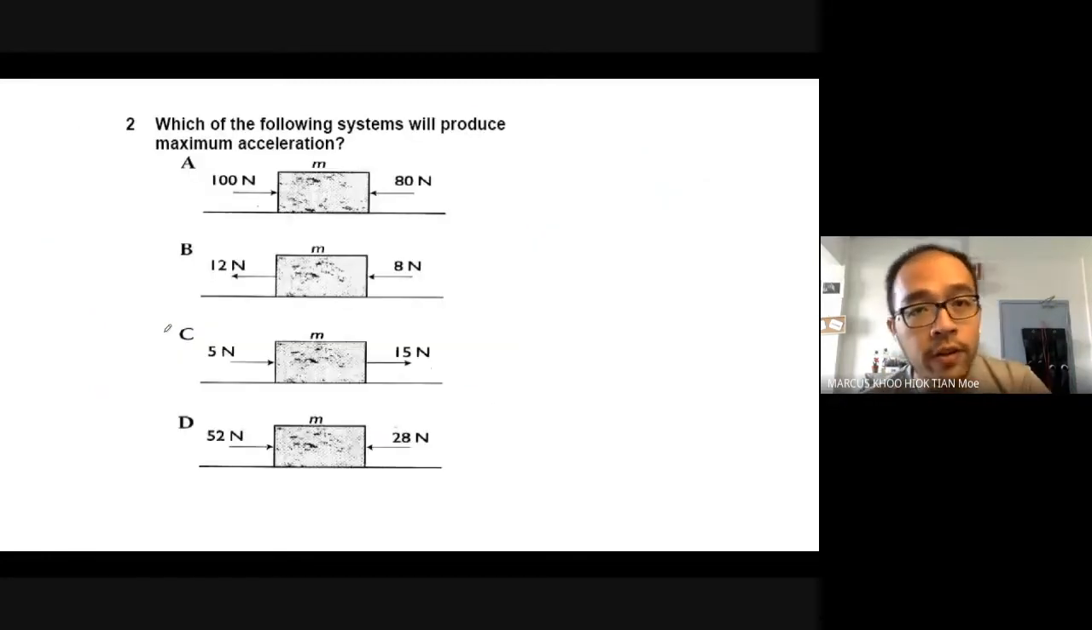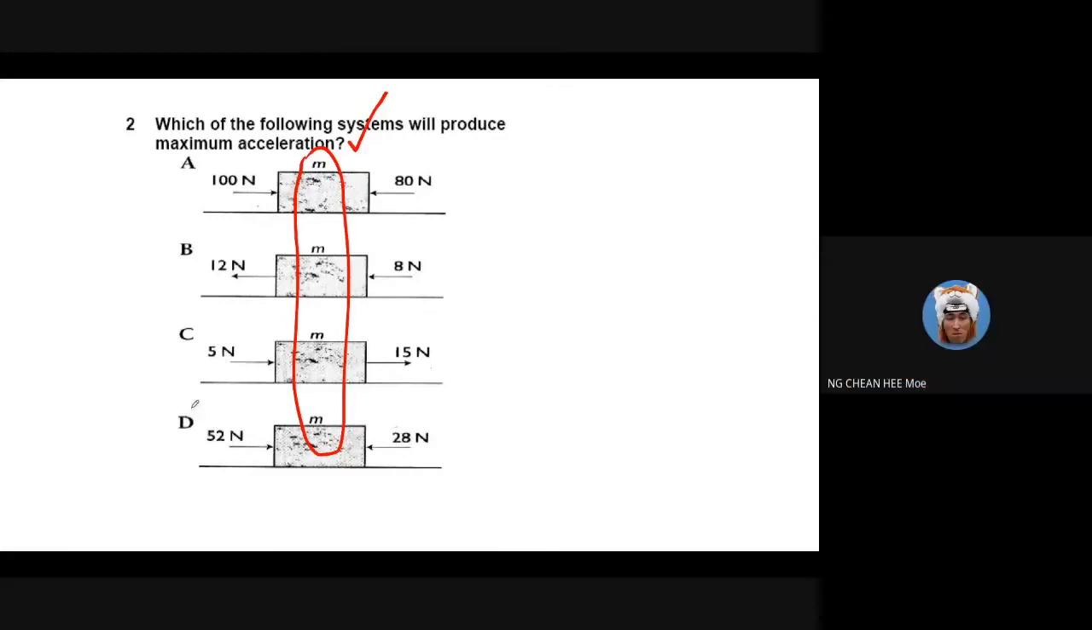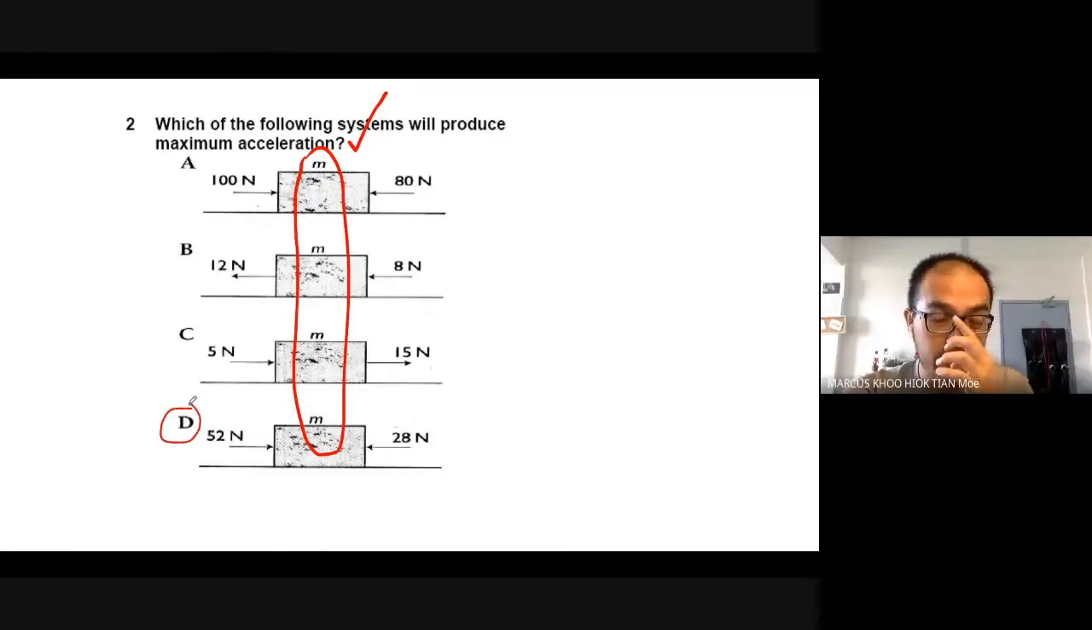Next, which of the following systems will produce the maximum acceleration? Remember, if the mass is the same and you want a maximum acceleration, what kind of resultant force do you need? That's why you have to remember the relationship between force and acceleration. Take a look at this question, and then I will call somebody to give me the answer. D. D as in donkey.